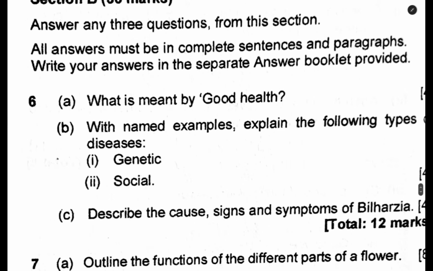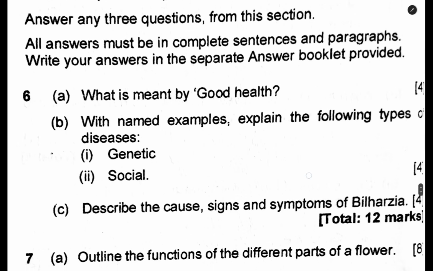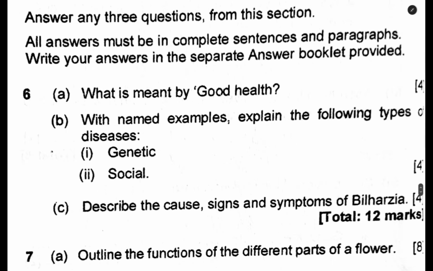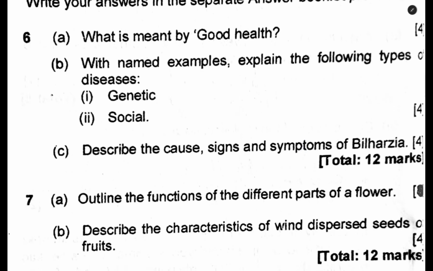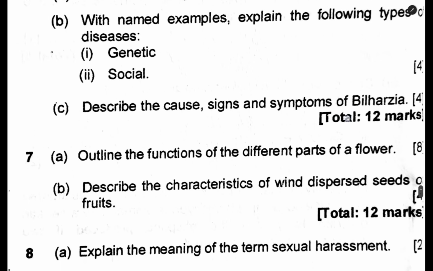Then in this particular year, what is meant by the term good health? So there was health. With named examples, explain the following terms: genetic diseases, social diseases. What are these? Describe the causes, signs, and symptoms of bilharzia. So this one I think came in 2024. I think this one was one of the questions that was given.